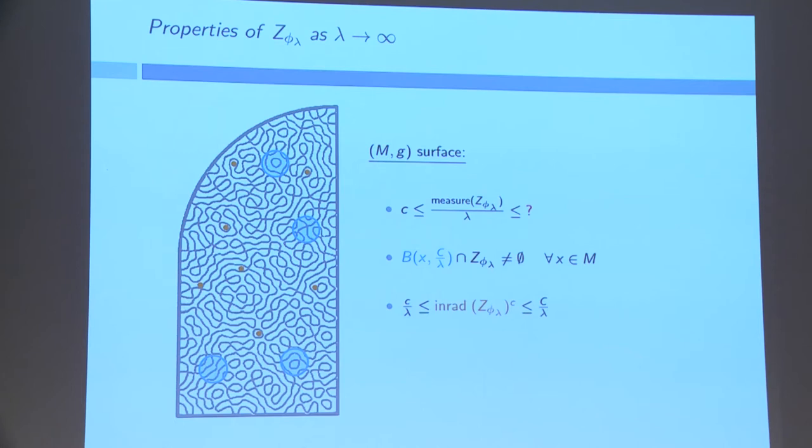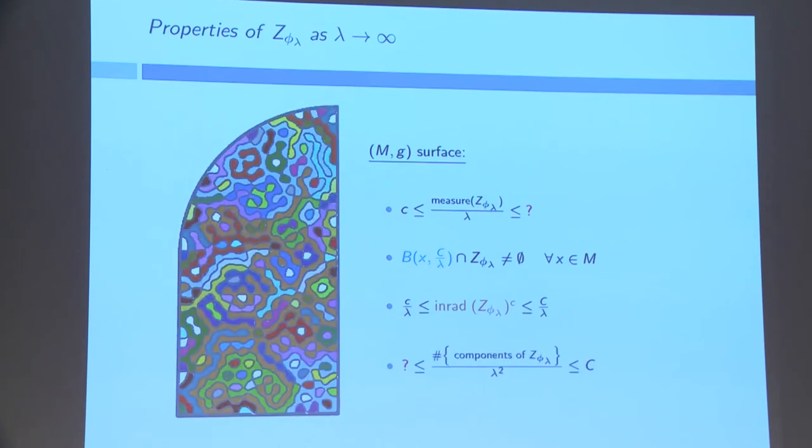And finally, what we are also interested in is understanding the number of components of the zero set. In all the pictures that I've been showing you, it looks like the number of components grows to infinity as the frequency grows. We have no proof of that at the moment. In very specific cases, we can show that the number of components goes to infinity, but it's actually quite hard to do. And we believe that it should grow like lambda squared if you are on a surface, or like lambda to the n if you are on a compact manifold. But the only thing that we know, and this is a standard result, is Courant's nodal domain theorem that tells you that at most you will have a constant times lambda squared number of nodal domains.